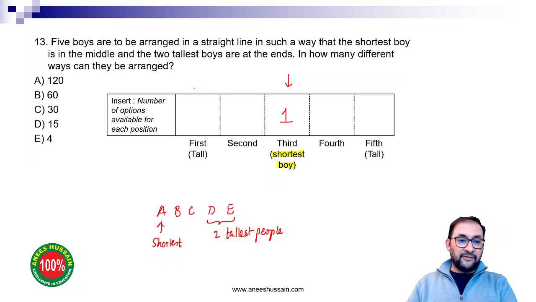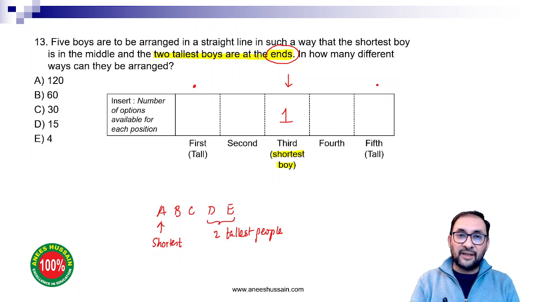Now, as far as the first and the last positions are concerned, you need to put the 2 tallest boys at the ends. The word ends here means the first and the last position. It doesn't say that the tallest person has to be in the first position and the second tallest in the last. They could interchange as well.